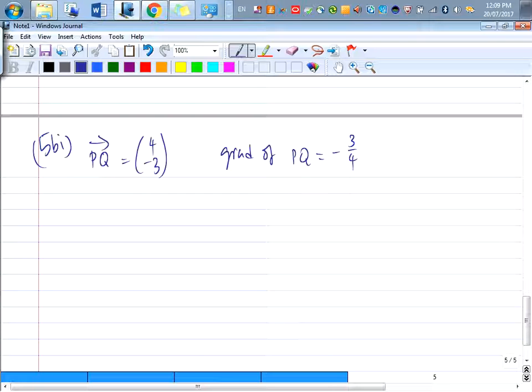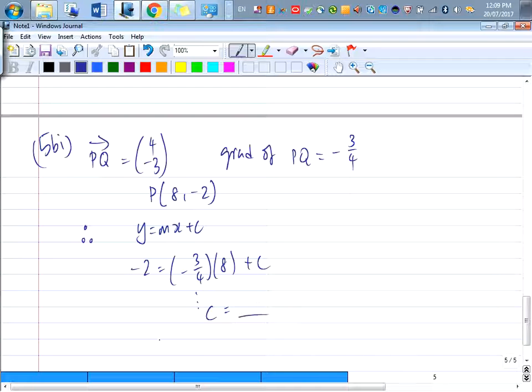Okay? So I have a gradient already, and I want the equation. They are given coordinates also. So P is 8, -2. So using y equals mx plus c, and I substitute, I will get -2 equals -3 over 4 times 8 plus c. Then find the value of c, and substitute them all back inside. y equals -3 over 4x plus whatever it is for c.